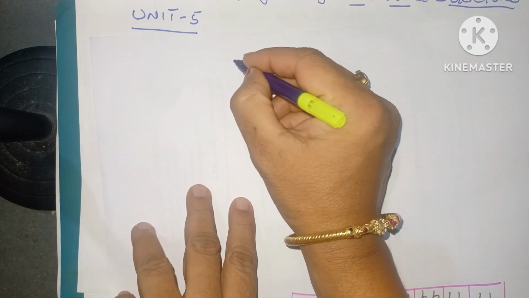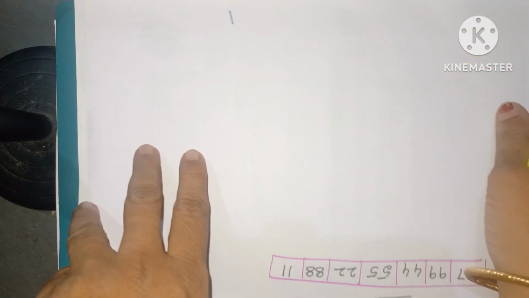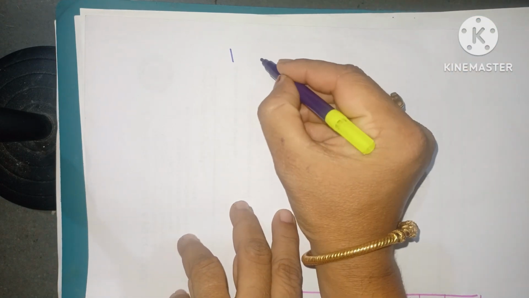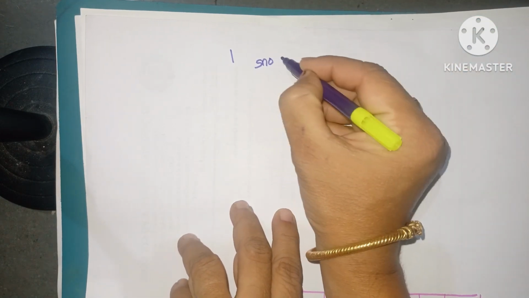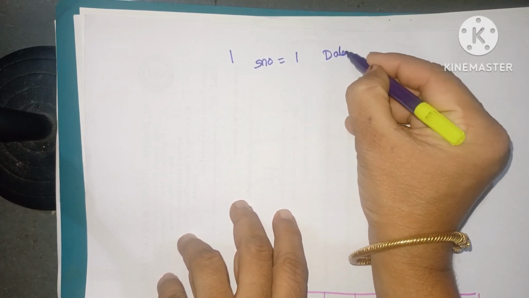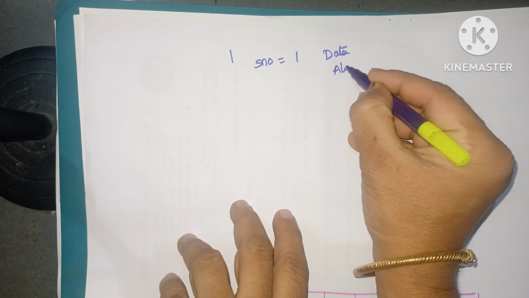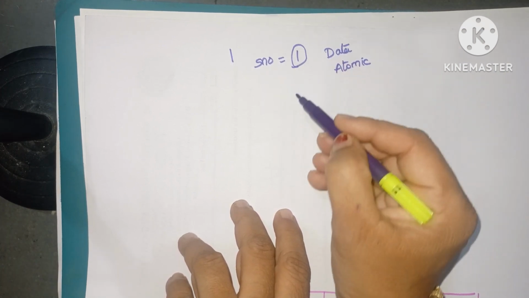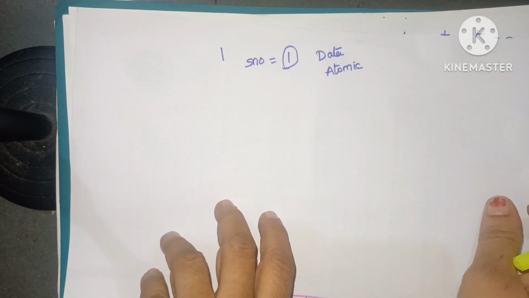What is the example for atomic data? For example, I entered the data like this, 1. Already said anything is called data. For example, serial number. Serial number means 1. It is data. Which type of data? It comes under atomic data. Atomic data means 1 is not possible to divide. It is a whole data.